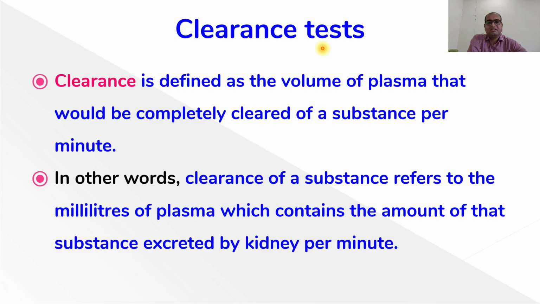So now, starting with the clearance tests. Again, it's a very difficult term, so let's understand it easily. By definition, what is clearance? It is the volume of plasma that would be completely cleared of a substance per minute. If you analyze it, clearance of a substance means a particular volume of plasma that contains a specific amount of that substance, and that amount will be completely cleared by the kidney per minute.